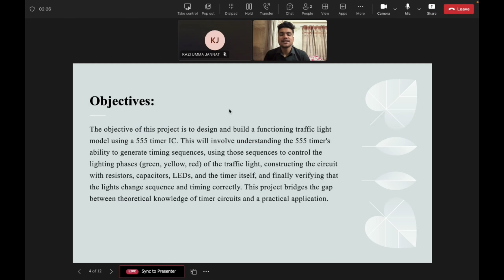By adjusting the 555 timer settings with resistor and capacitor, we can control how long each light stays on. We want to make sure the green light stays on for 5 seconds, yellow light for 2 seconds and the red light for 5 seconds, just like a real life traffic light. This project helps us learn how to apply timing circuits in practical systems.